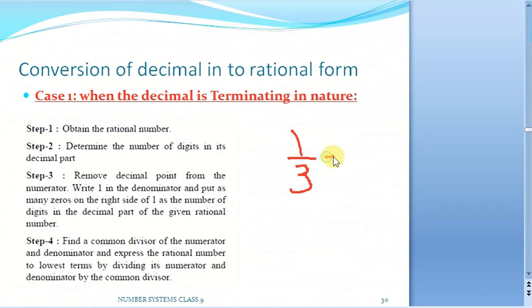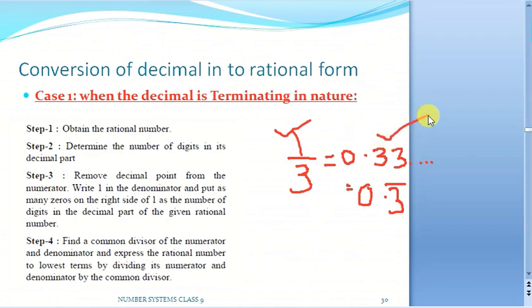We have seen that this expression is equal to 0.33, and so on. So we write it as 0.3 bar. Earlier we were given this form and we converted it to the decimal form. Now what we are going to learn is, the decimal form will be given to us and we will learn how to convert it into this particular rational form.